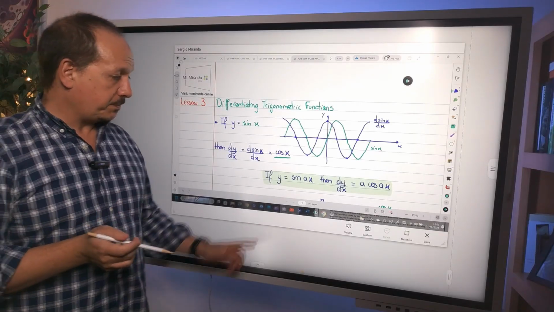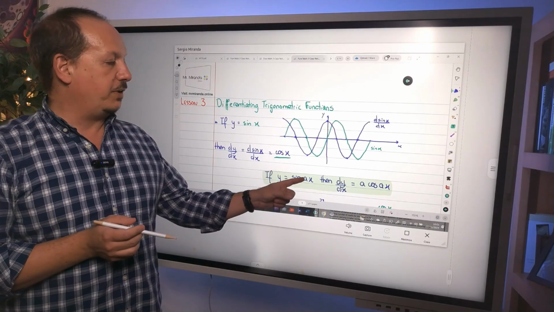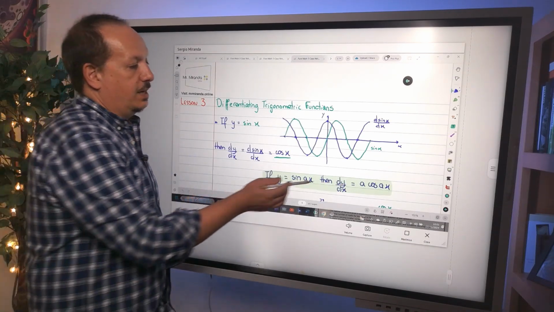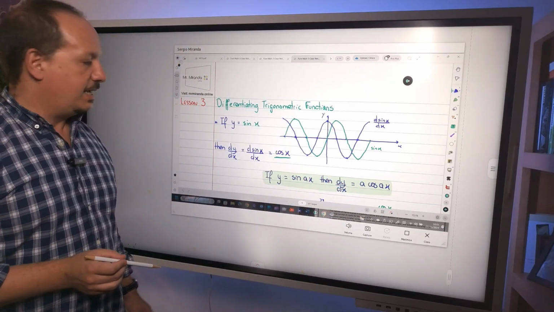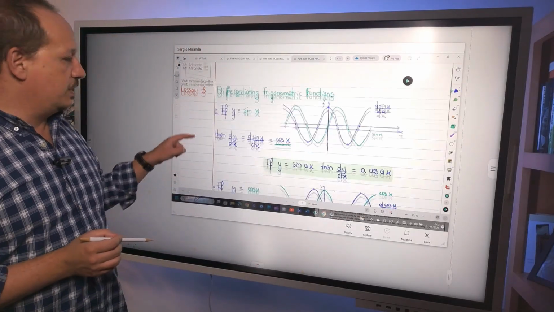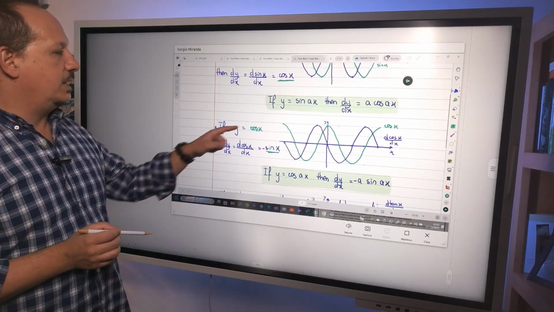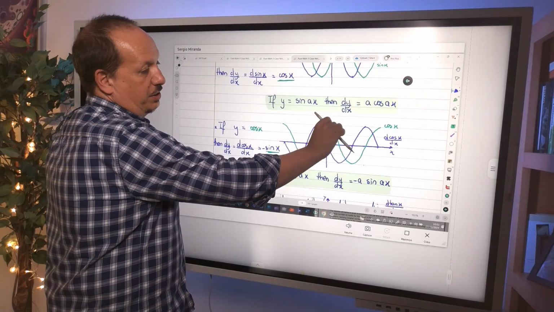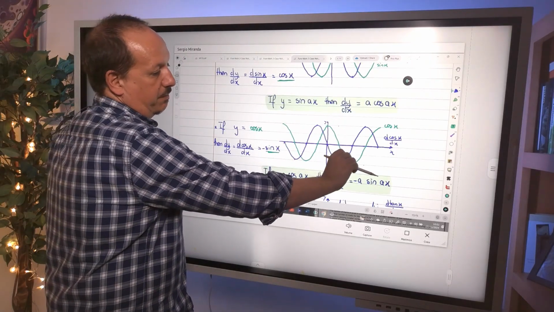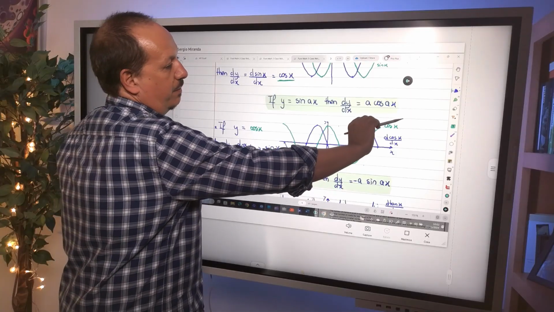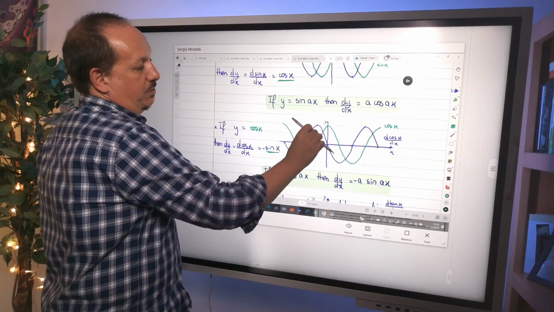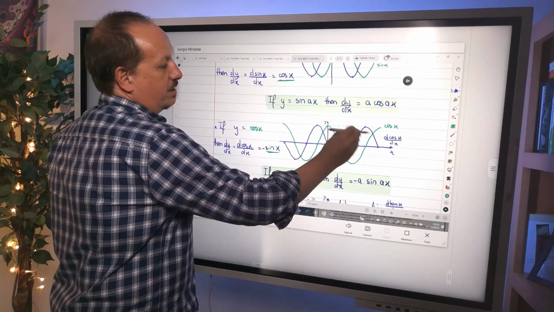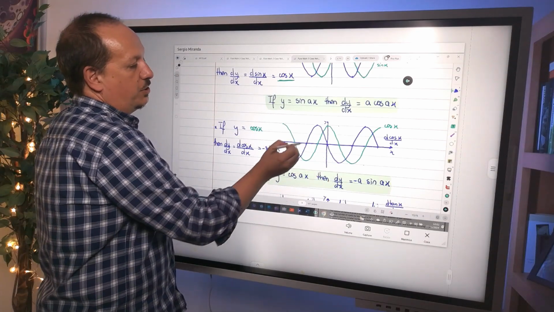More generally, if you want to differentiate the sine of ax, in which a is a constant, then the result is going to be a cosine of ax. You can use the same approach to get the value of the cosine of x. Again, look at what's happening over here, and then try to plot it yourself. 0, maximum negative, 0, maximum positive, and this is the shape that you'll get.